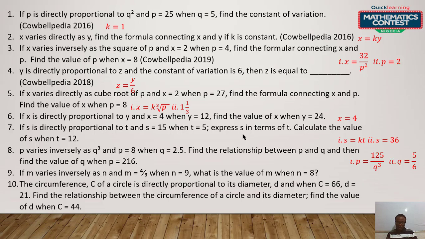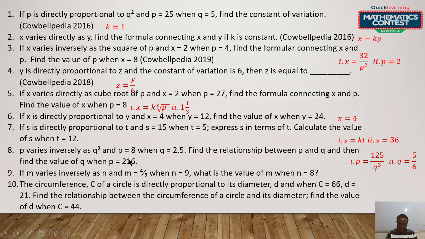The 2 on the denominator multiplied cancels the 8. So what I have left is 5 times 5 times 5, which is 125. So the value of k is 125, and the relationship between them gives us p equals 125 over q cube. The next thing is for us to find the value of q when p is 216.